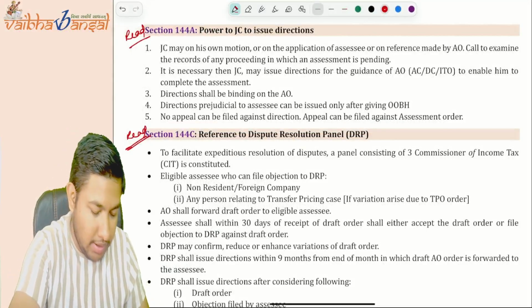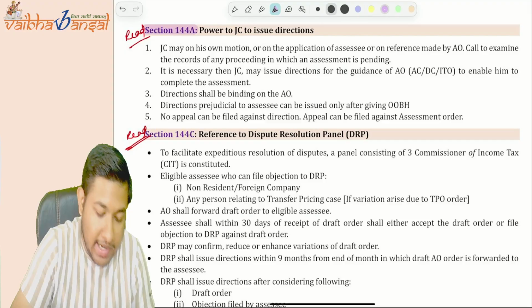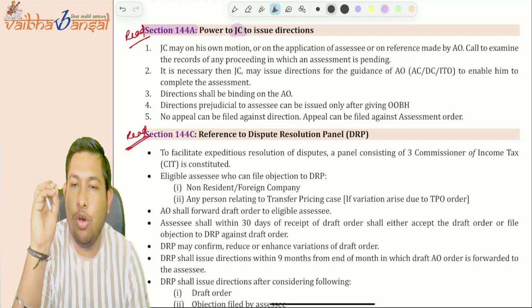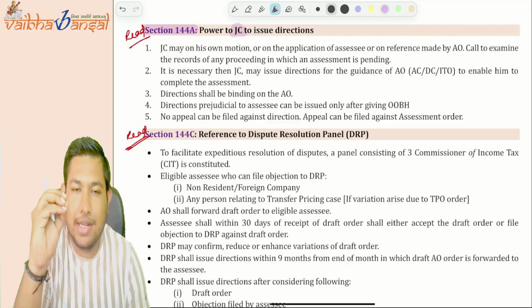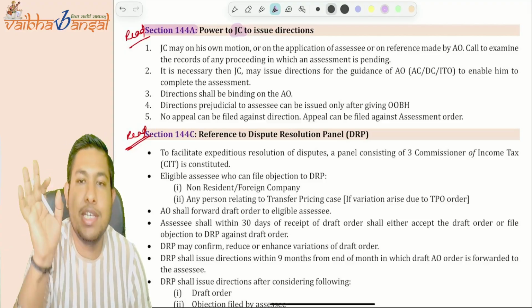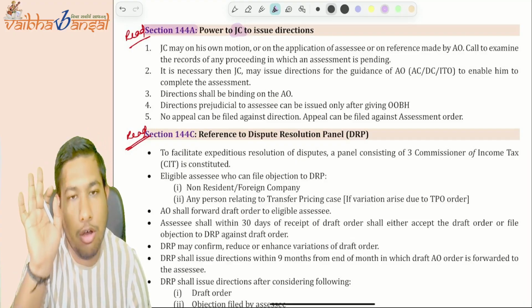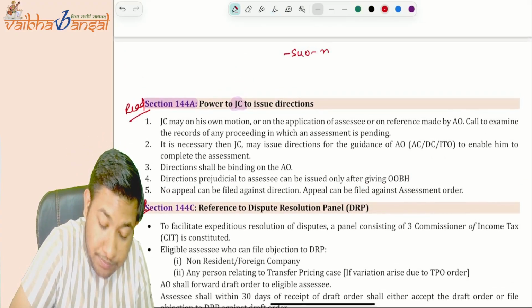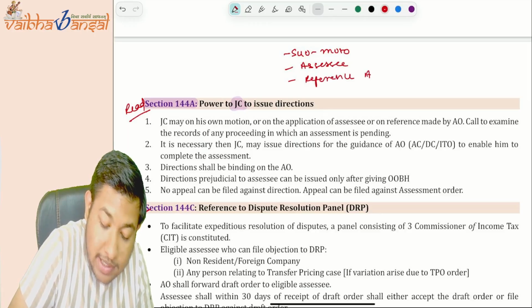Yes, come back. Now, starting with section number 144A. It gives additional power to the joint commissioner. The joint commissioner, on his own suo moto, if required or necessary, or on application by the assessee, or on reference made by the AO, can act. It can be done by any of three modes: suo moto, application by the assessee, or reference made by the AO.